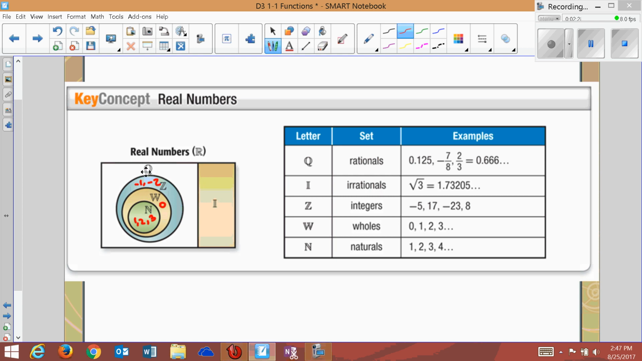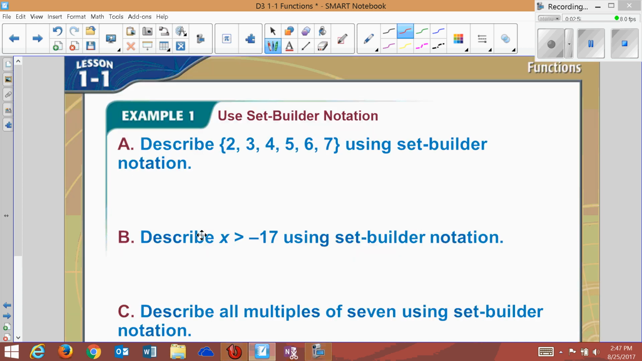Finally, this Q stands for rationals. That's anything that can be written as a ratio. So here are some examples, but I'll just put 1/2. That would be 1, -3/4. Anything that can be written as a ratio. I is irrational, so things that cannot be written truly as a ratio. These are where a lot of the square roots would be. So like the square root of 5 is not a nice number. Anything such as that would be irrational.